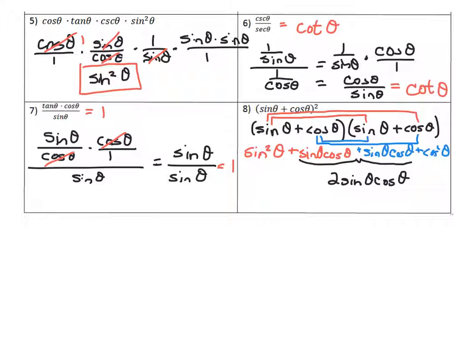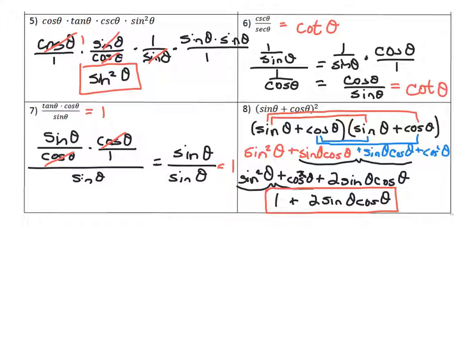And I'm going to bring the other two next to each other because they look familiar. Sine squared theta plus cosine squared theta. And I'm still adding on the 2 sine theta cosine theta. Do you recognize the first two as our Pythagorean identity? So sine squared plus cosine squared is 1. So I've got 1 plus 2 sine theta cosine theta. So this is another way of writing that original expression by simplifying using our Pythagorean identities.